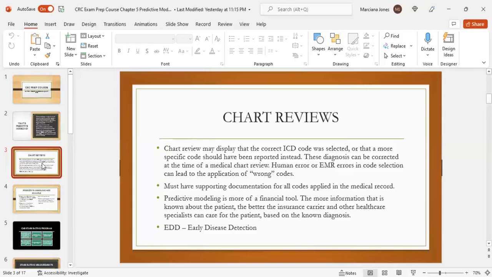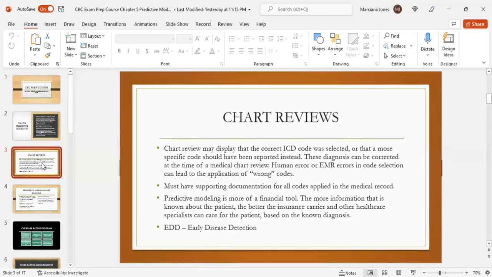You must also have the supporting documentation for all codes in the medical record, meaning that if you're going to use a code on the medical record, it has to be documented by the clinician in the record for you to use the code. You can't guess, you cannot assume. It has to be clearly documented for you to use specific codes. Predictive modeling is more of a financial tool as well. The more information that is known about the patient, the better the insurance carrier and other healthcare specialists can care for the patient based on the known diagnosis.